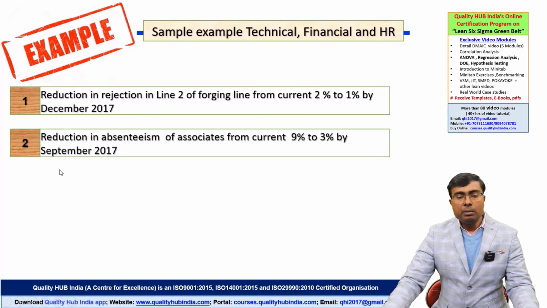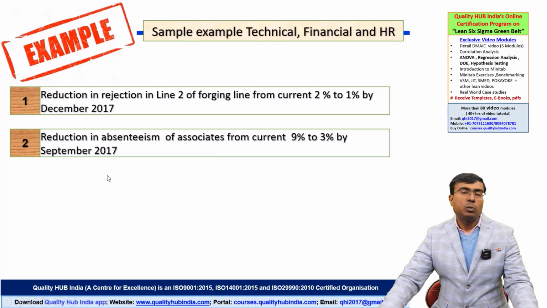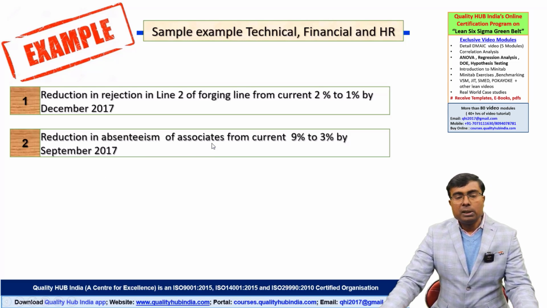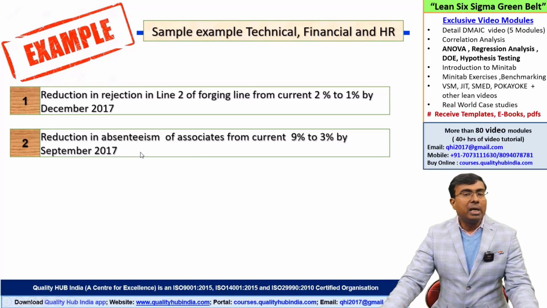The second example, a non-technical example: reduction in absenteeism of associates from the current 9% to 3% by September 2017. This is from the HR department. This clearly talks about employee absenteeism.